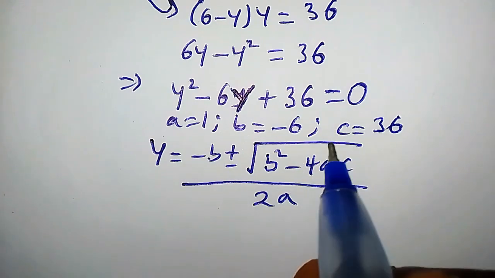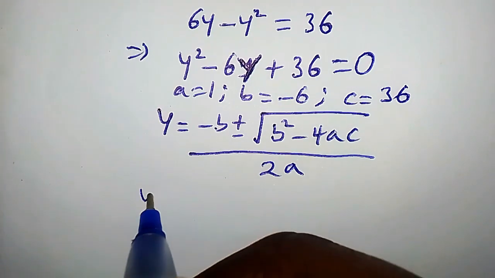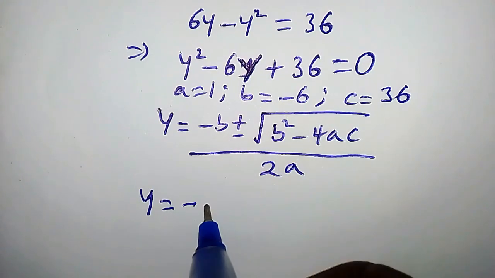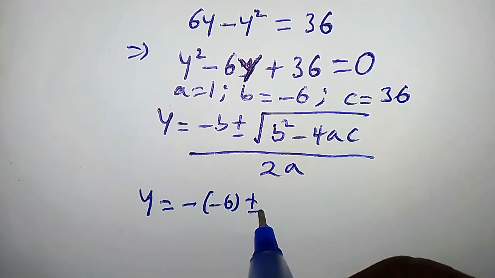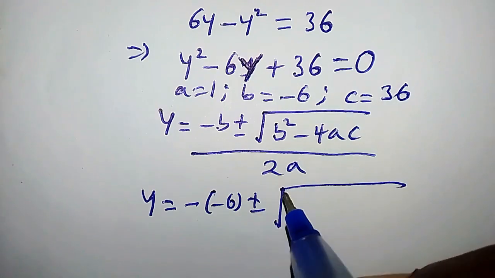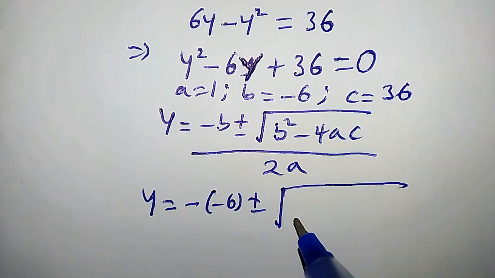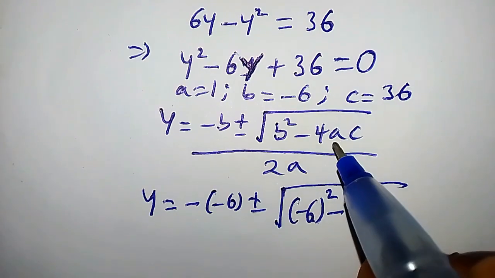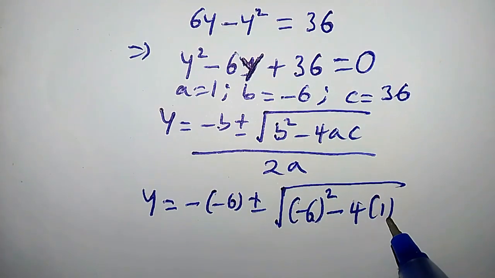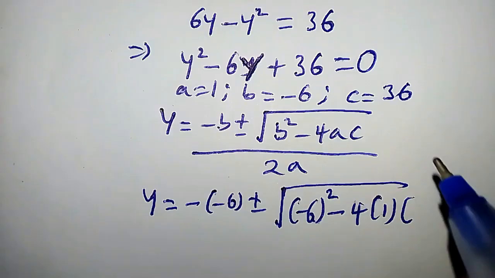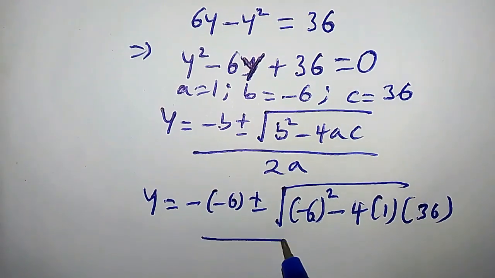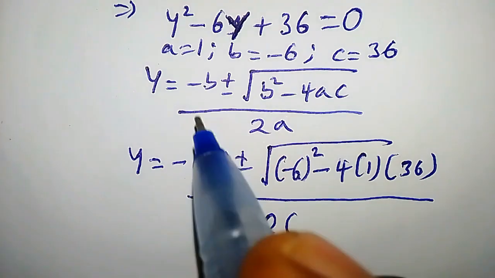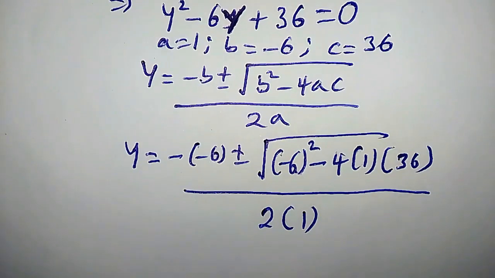So let's plug these values into this right hand side. So we have y equal to minus, what is b? b is negative 6. Negative 6 plus or minus square root of b squared, that will be negative 6 all squared, minus 4. What is a? a is 1, into 1, into, what is c? c is 36. All divided by 2 into a. a is 1. Let's proceed further.